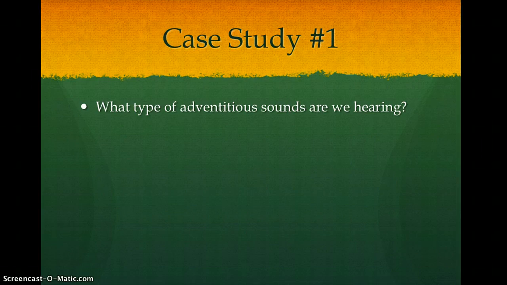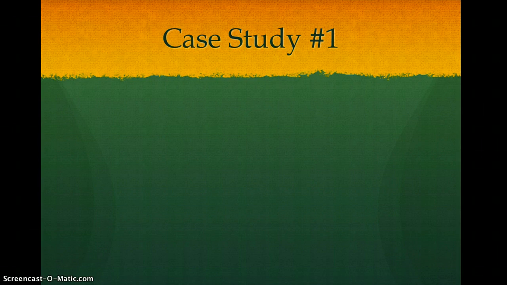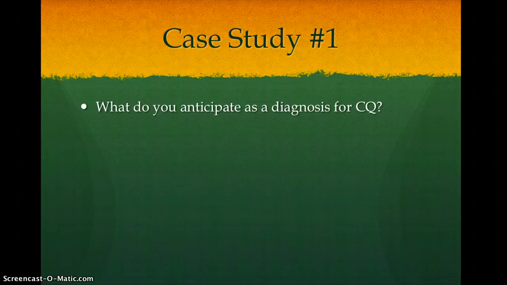So based on your assessment, what type of adventitious sounds are we hearing here? The answer is wheezing. And what kind of diagnosis do you anticipate for CQ? Asthma. So she has a family history of asthma. The wheezing sound and the shortness of breath that she's experiencing could all point to asthma.